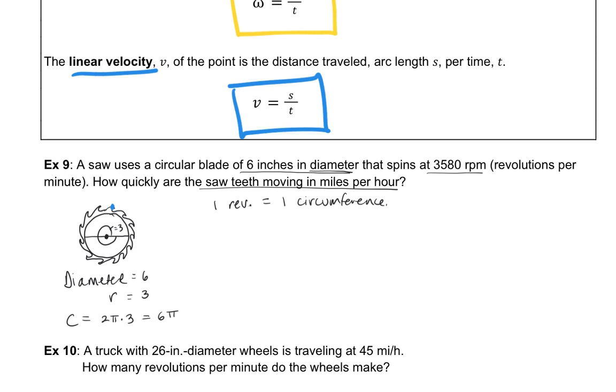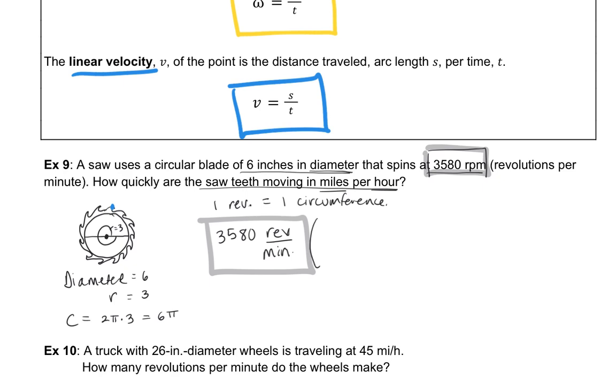All right, so the process is I take what's given to me. In this case, it's given that I'm going 3,580 revolutions per minute. I'm going to write that as a stacked fraction, and I'll show you why that's helpful. So I write down what's given. Now I am going to do some unit conversions. I want to know what that is in miles per hour, so we're going to multiply by a whole bunch of unit fractions.